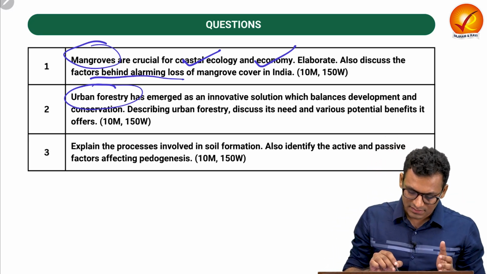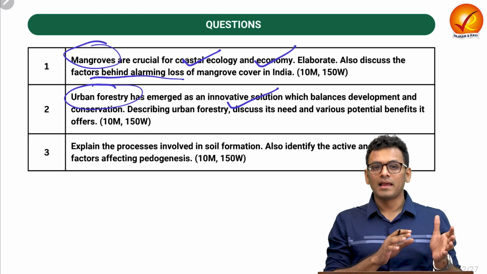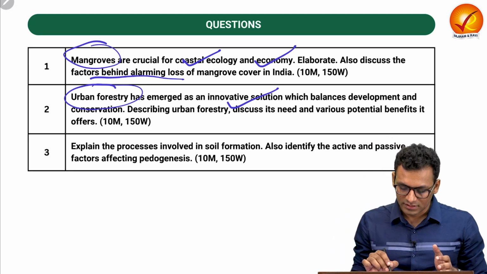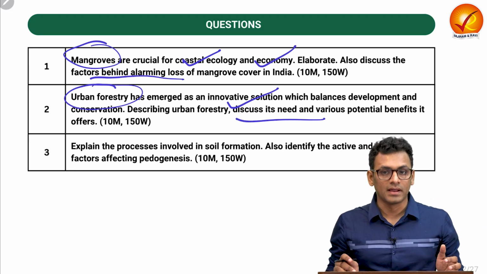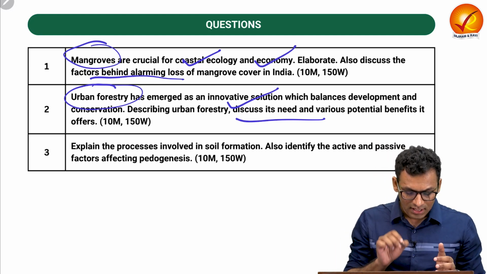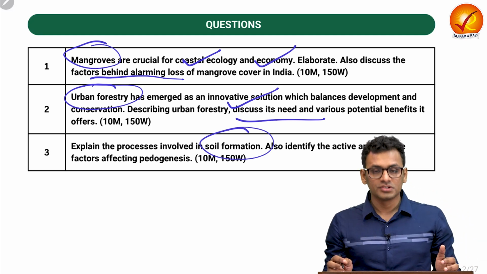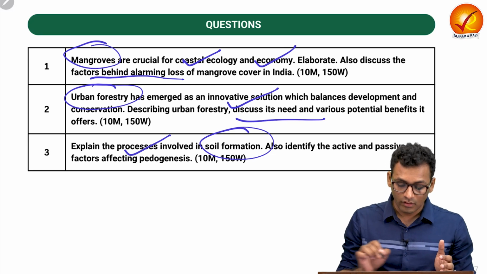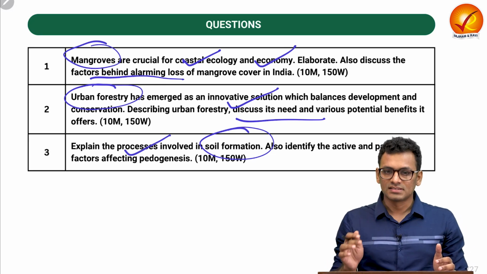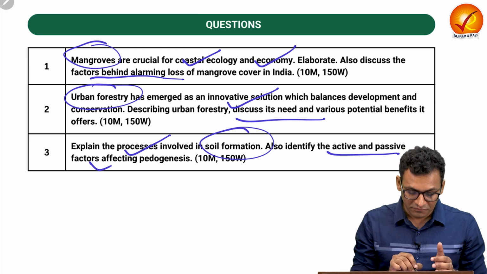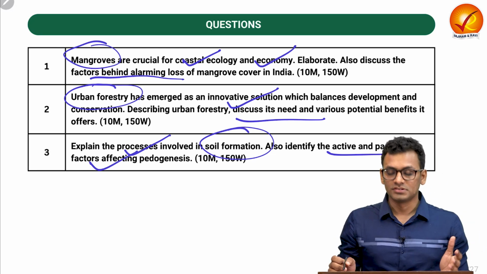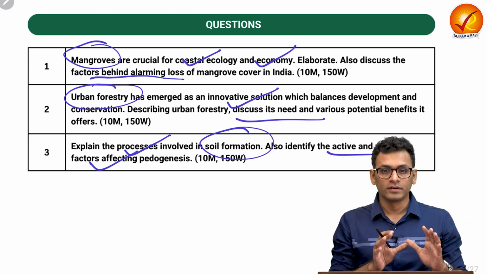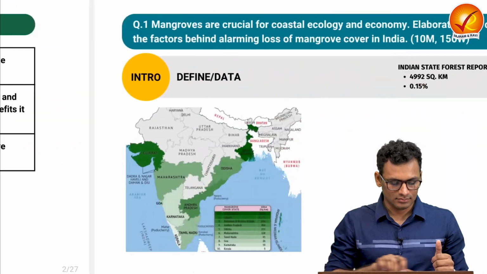The next question is about the topic of urban forestry. We have seen that it has emerged as an innovative solution for balanced development and conservation. For the same, we are going to see its need and various potential benefits. And the last question is with respect to soil formation. We are going to see what the processes involved are, and in the same question, we will also look at active and passive factors affecting pedogenesis. So these are the 3 questions overview. Let us start with the very first question.